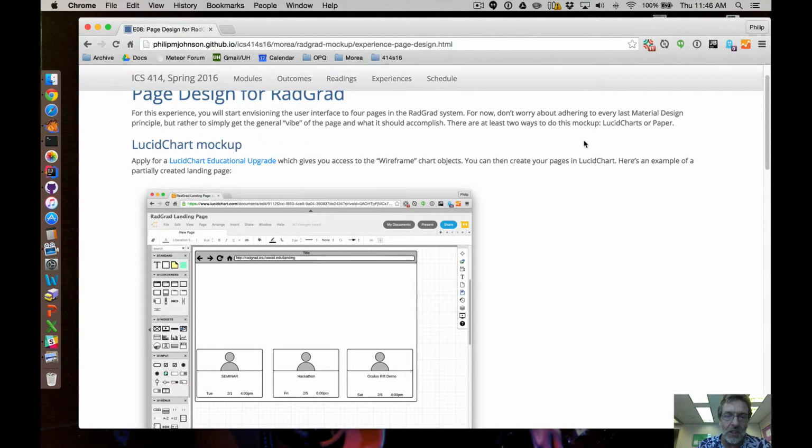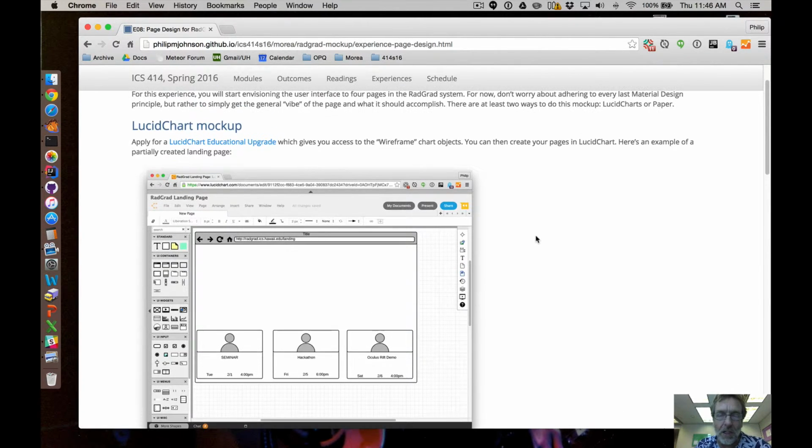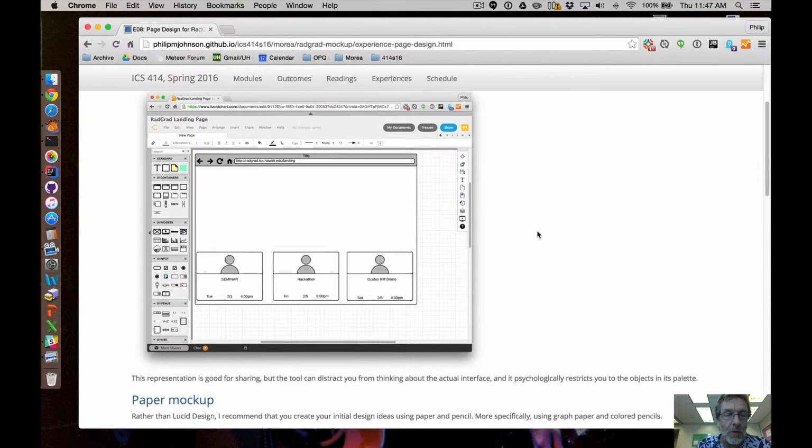They have an educational upgrade you can access, and they say within a day you get it awarded. And then you'll have access to a wireframing set of elements, which allow you to quickly, WYSIWYG, drag and drop boxes and stuff on the screen. That's one way to go. Maybe a little later in the semester that might actually turn out to be a good way to go.